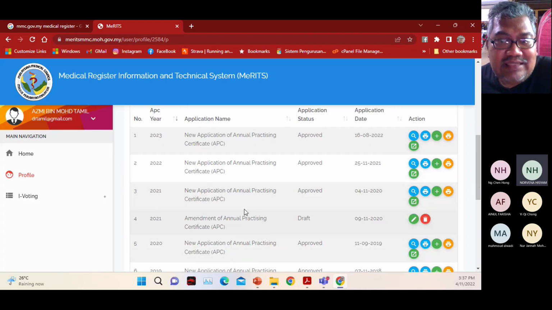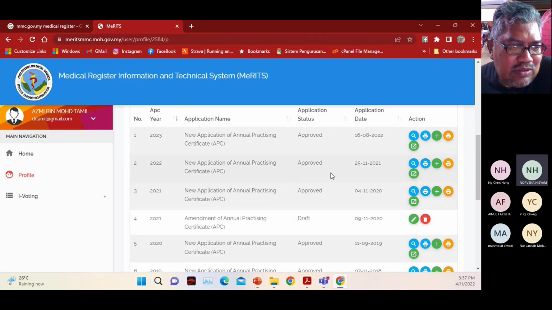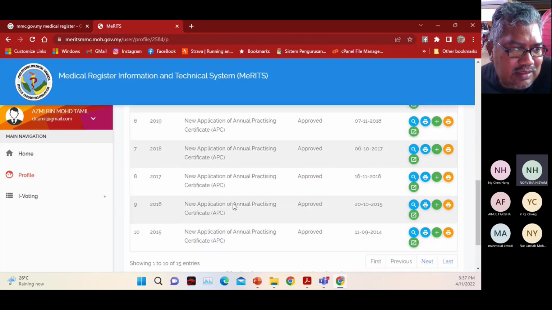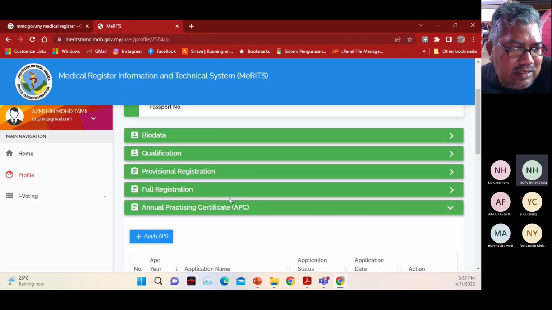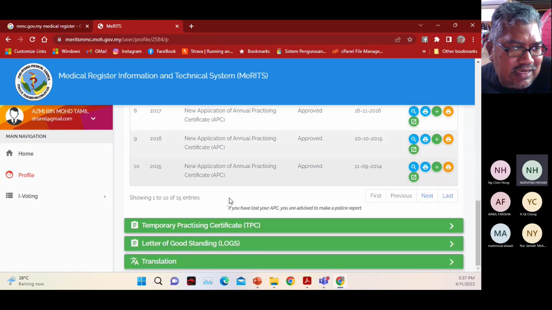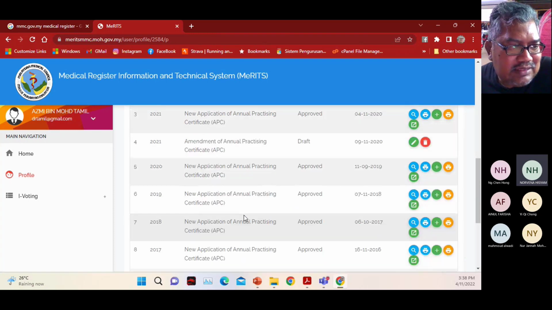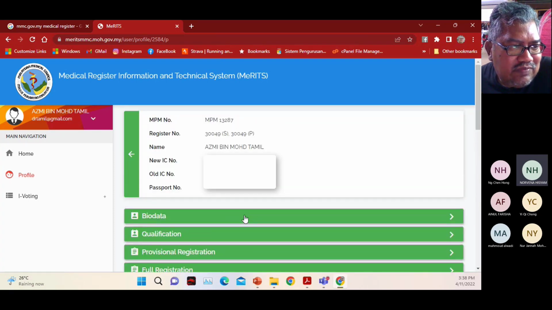So even though I'm not seeing cases, just to renew my license. You can see that it is messy. There's always a check on the doctors to ensure that I can practice. They even have my photograph in the system.